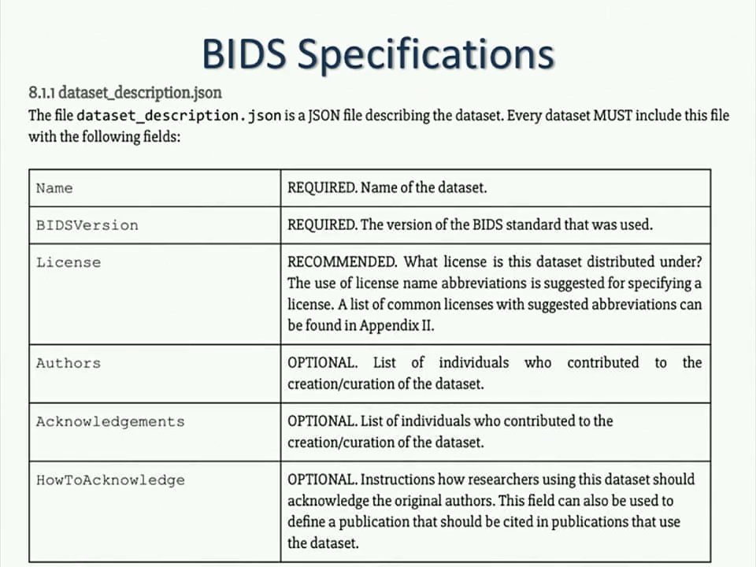The dataset_description.json has some simple information that's required, the name of the dataset, the BIDS version, and then a number of recommended and optional things. And so basically this is the primary marker. So if you were to share your data, yep.